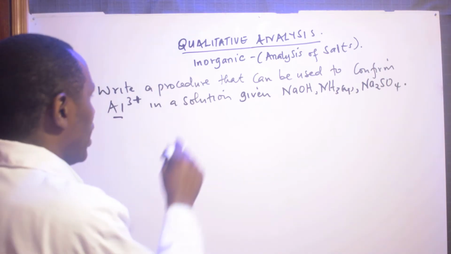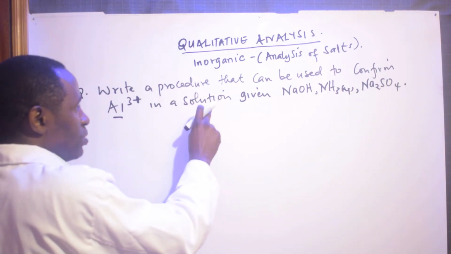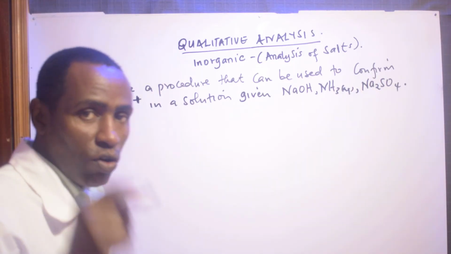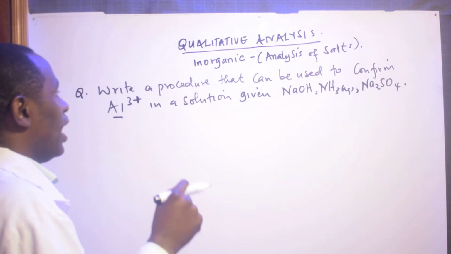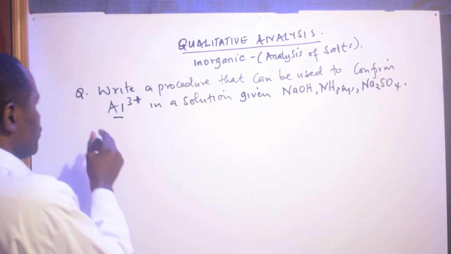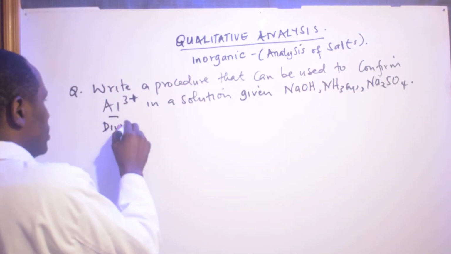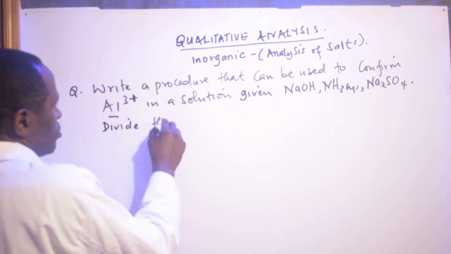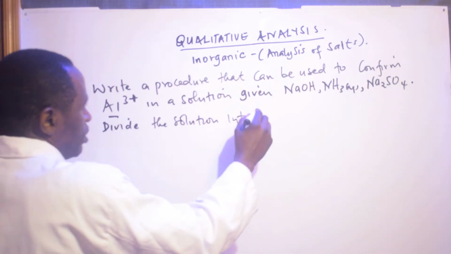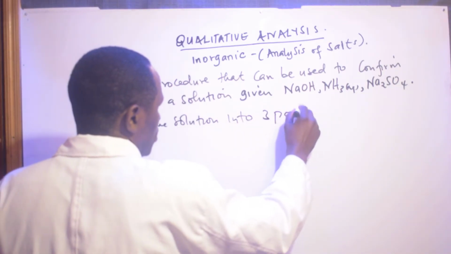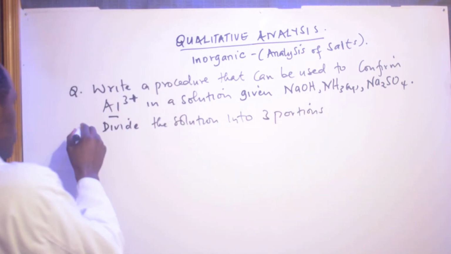So let's start by using sodium hydroxide here. And remember, I'm talking of a solution. If I were talking of a solid, I would first dissolve it to form a solution. So I'm going to start by saying: divide the solution into 3 portions. That's my first procedure here.